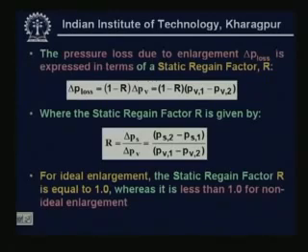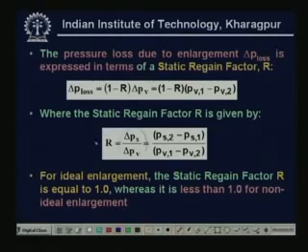The pressure loss due to enlargement, delta P loss, is expressed in terms of a static regain factor R, and R is defined as the ratio of delta PS by delta PV. That means the rise in static pressure divided by the drop in velocity pressure. Using the static regain factor, we can find the pressure loss due to enlargement as (1 minus R) into delta PV, where delta PV is equal to PV1 minus PV2, and R is the static regain factor. Obviously, for ideal enlargement, R is equal to 1, so delta P loss is equal to 0. For non-ideal enlargement, R is less than 1, so there will be some pressure loss.